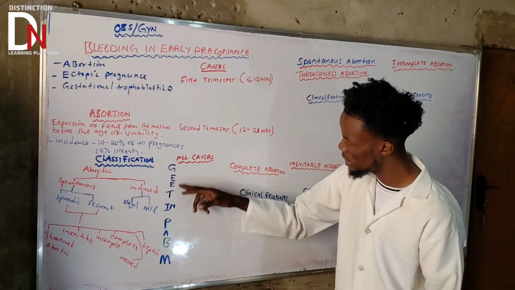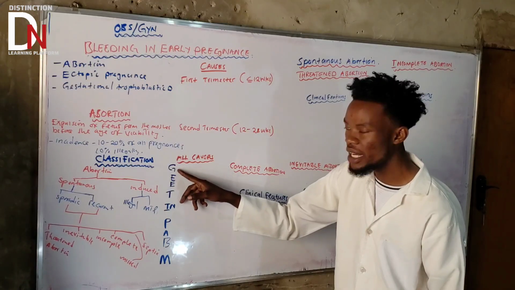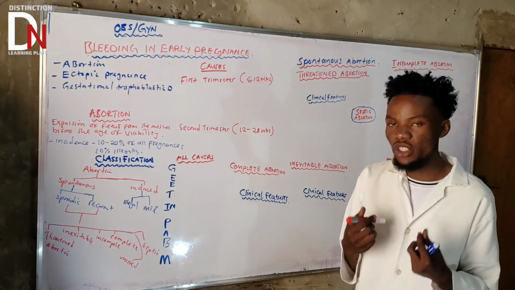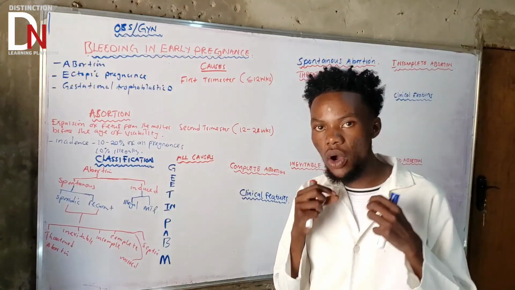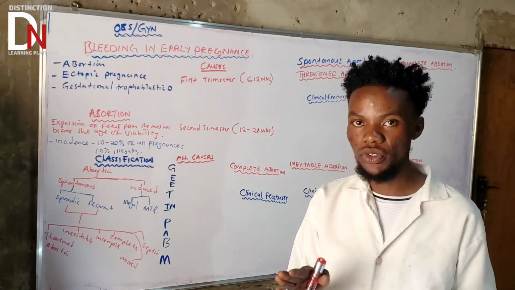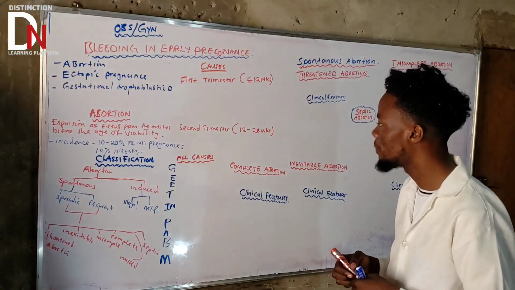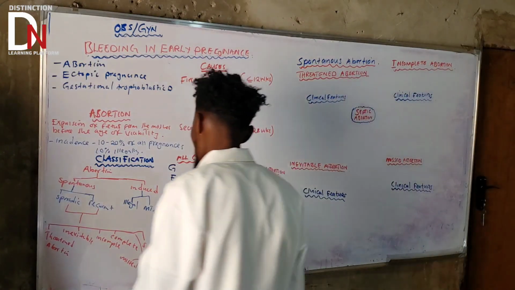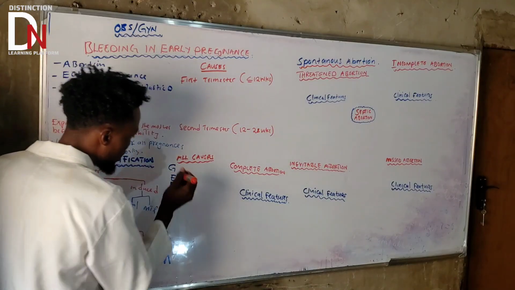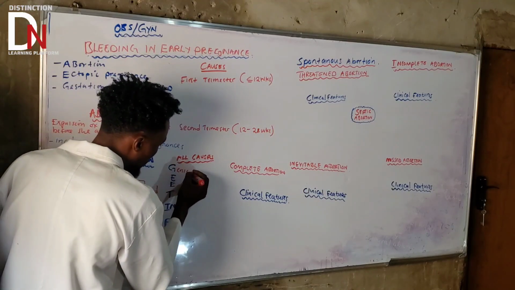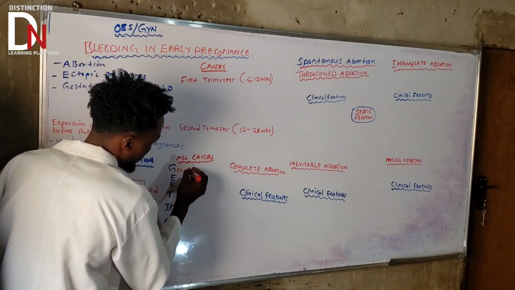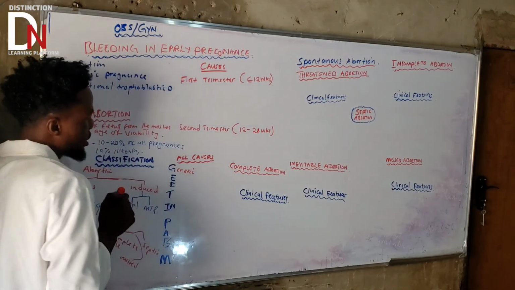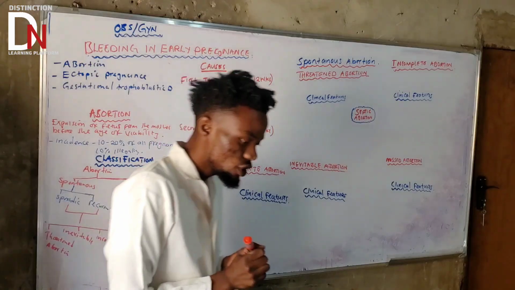So now this GET, let's start with G. G stands for genetic. So I'll be explaining, so make sure that you pay attention. Each cause I'll explain in detail because I'm not writing the things here. I'll be just explaining. So what are we saying about G? G stands for genetic factors. Okay, genetic factors.